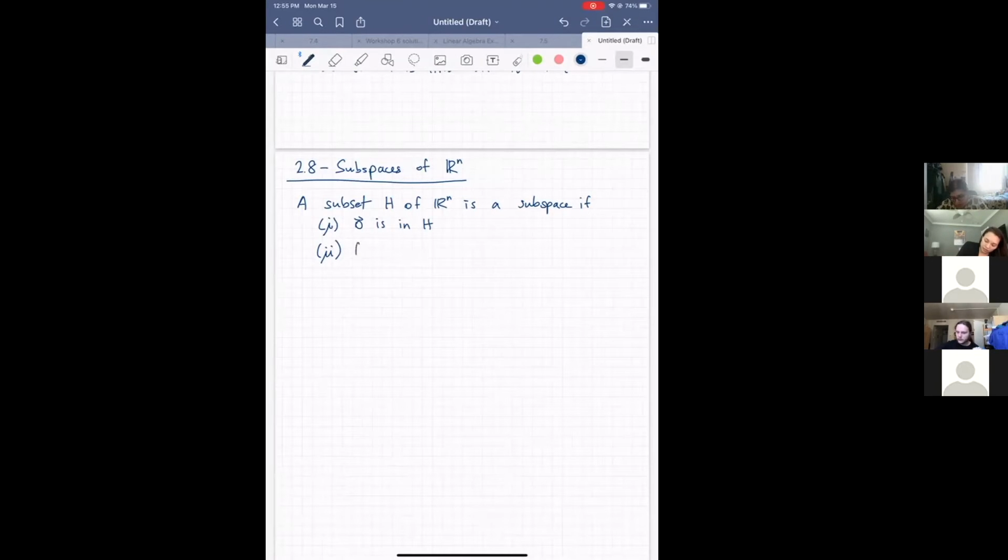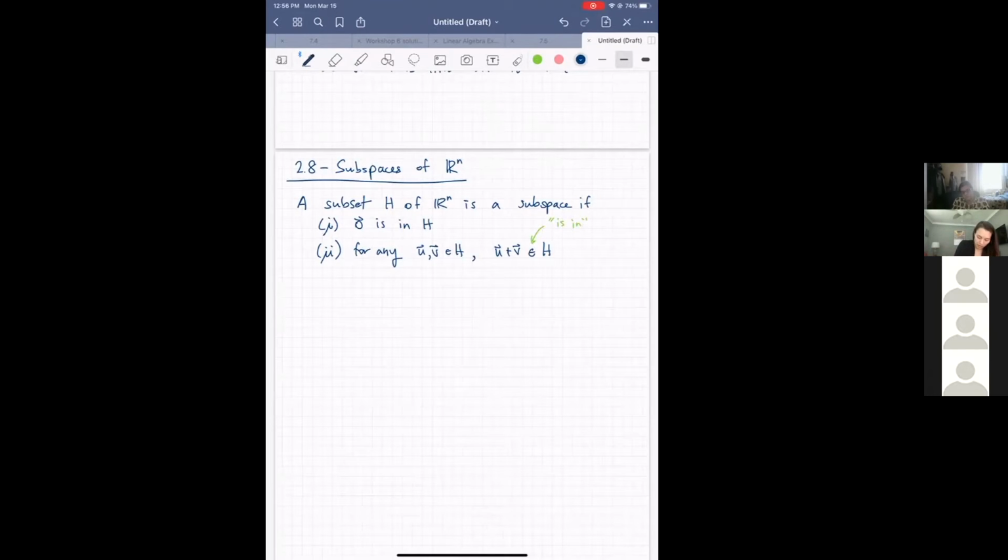For any 2 vectors, U and V in H, we have that their sum, U plus V, is in H. So I'm using this notation. I don't know if I've mentioned this before, but this, just read, is in, or is an element of, but in is fine. Okay, so if we take any two vectors in the set H, their sum should be in H as well.